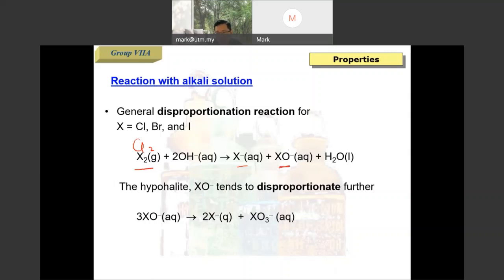Here we can precipitate it with a cation to form, for instance, as we saw earlier, sodium hypochlorite. We can form this and precipitate it out. The hypochlorite anion also tends to disproportionate further to form the ion and the anions.